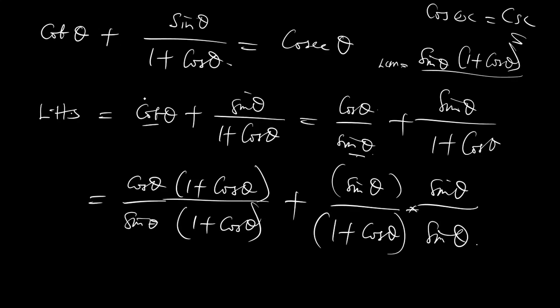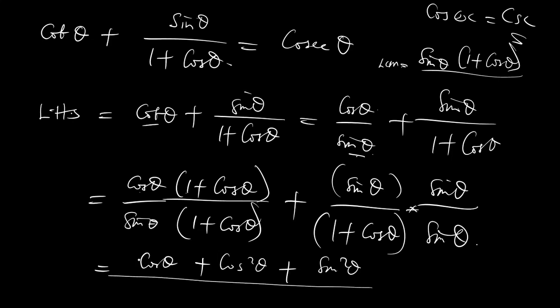So now the LCM will now be, okay, let me just do it here. There is a space here. Cos theta times 1. Let me open up this bracket by using this to multiply inside. Cos theta times 1, you have cos theta, plus cos theta times cos theta, we have cos square theta, plus sine theta times sine theta, you have sine square theta, divide by sine theta into 1 plus cos theta.